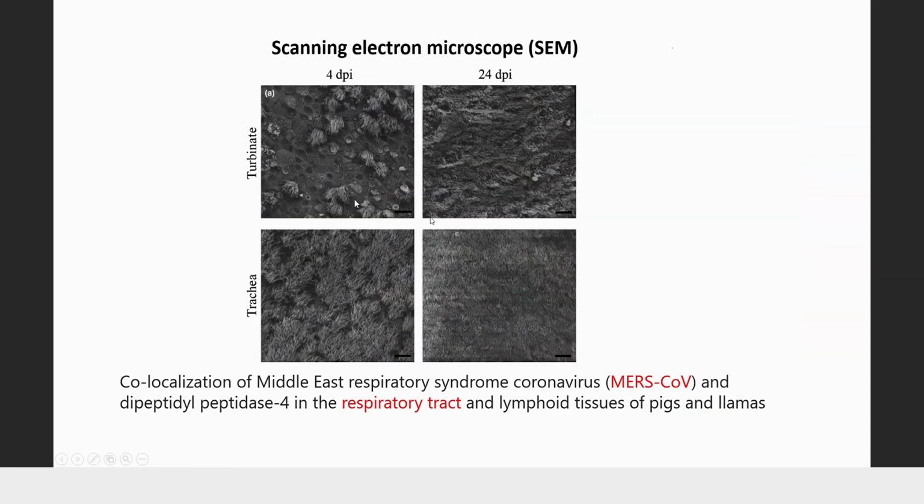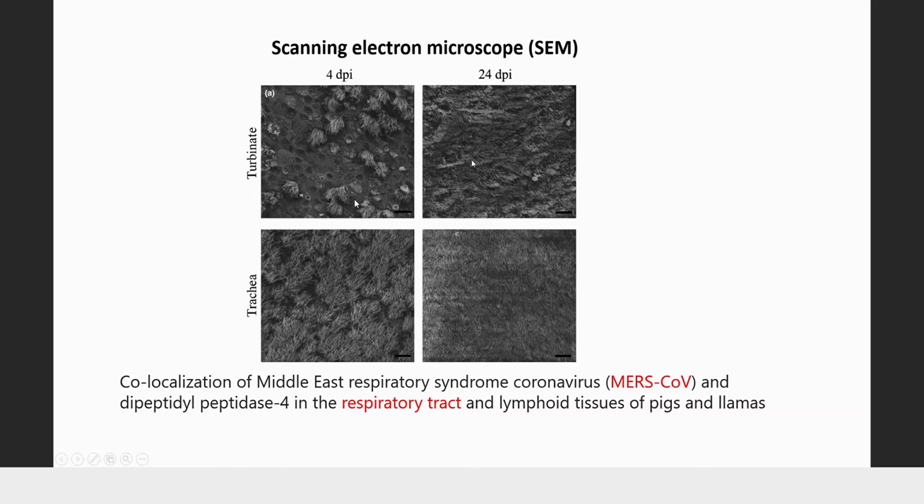Okay, this is another picture to show how people study the progress of the diseases. This is 4 DPI, which means 4 days after infection, 4 days post inoculation. This is 24 days post inoculation. This is the trachea. They want to see the changes. Here you can see the trachea after 4 days looks like this, and then 24 days looks like this.